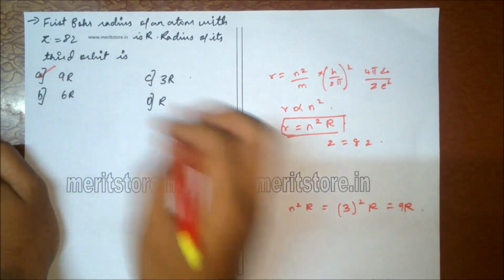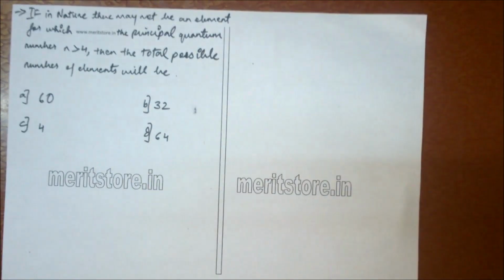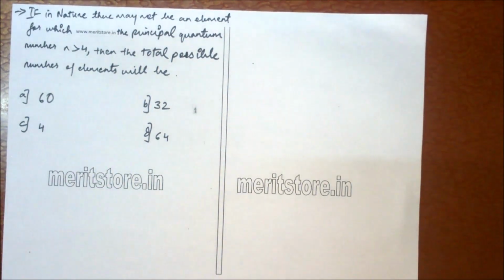So option A is the correct answer. If in nature there may not be an element for which the principal quantum number n is less than 4, then the total possible number of elements will be A 60, B 32, C 4, D 64.